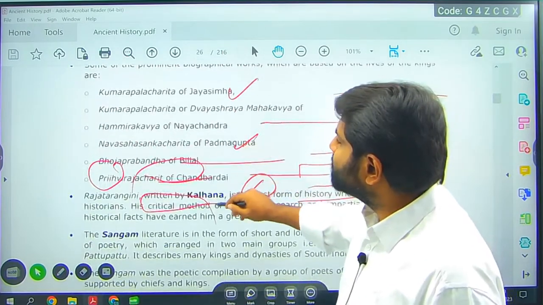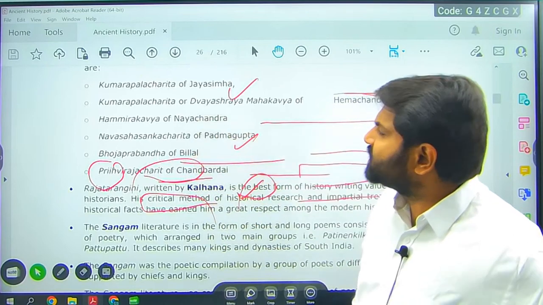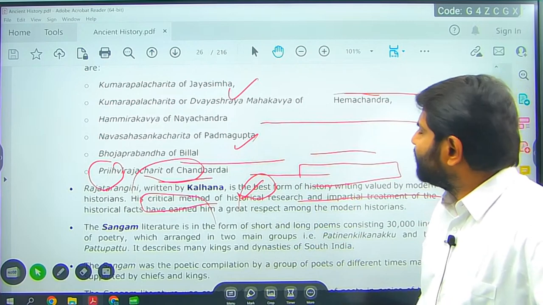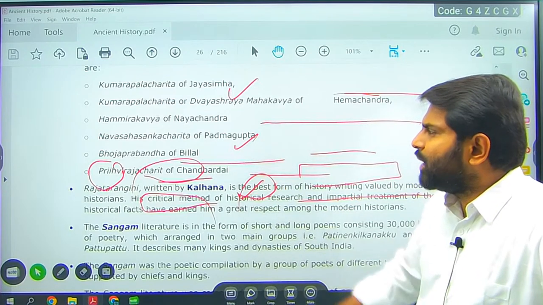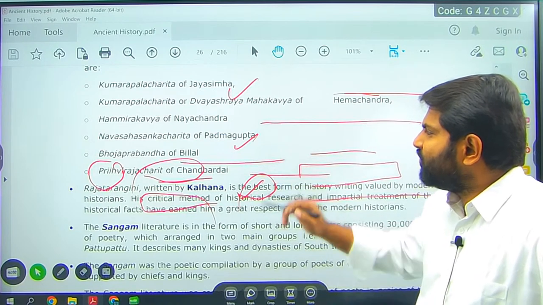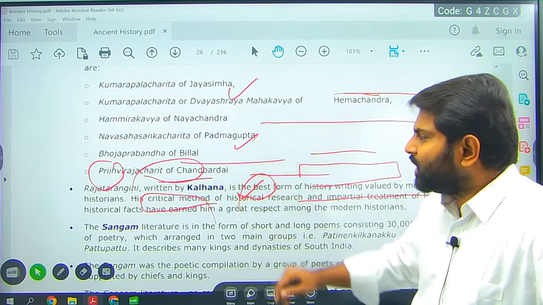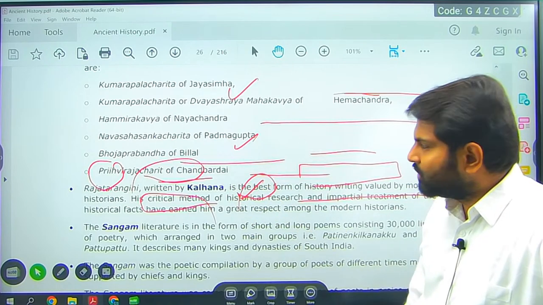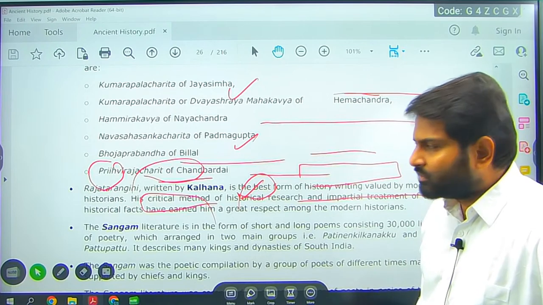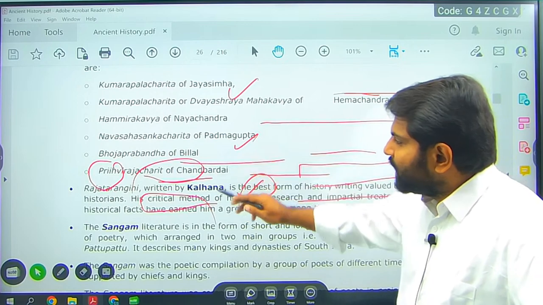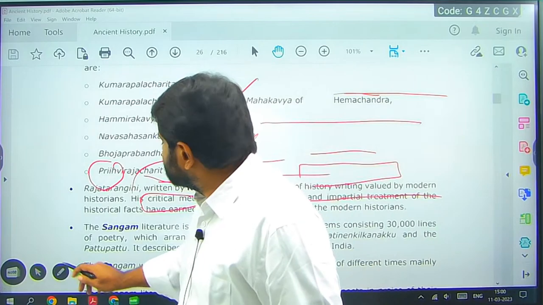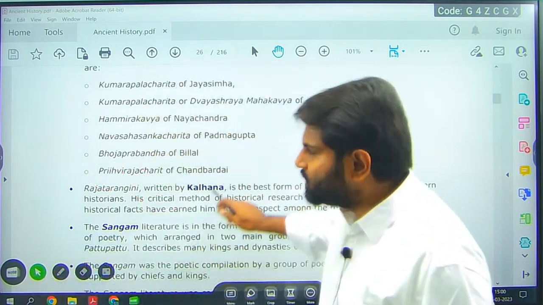Similarly, some of the prominent biographical works which are based on the lives of the kings are the Kumarapala Charitas. A couple of Kumarapala Charitas are there: Kumarapala Charita of Jayasimha, and Kumarapala Charita or Dvyashraya Mahakavya of Hemachandra. Similarly, Hammirakavya by Nayachandra, Navasahasankacharita of Padmagupta, Bhoja Prabandha by Billal, Prithviraj Charita by Chand Bardai, and Rajatarangini by Kalhana. So try to remember all these names.